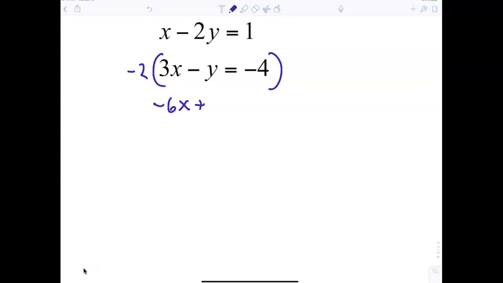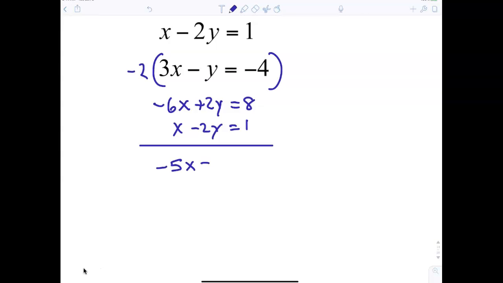Negative 6x plus 2y equals 8. X minus 2y equals 1. So what do I have here? So x equals negative 9 over 5. So now they're giving you a little workout with fractions, guys. All right, I'm hoping you're not doing all the fractions on the calculator, okay? This is what you're supposed to be practicing.